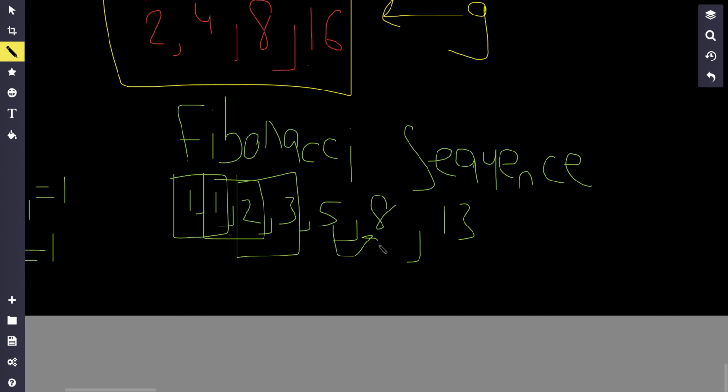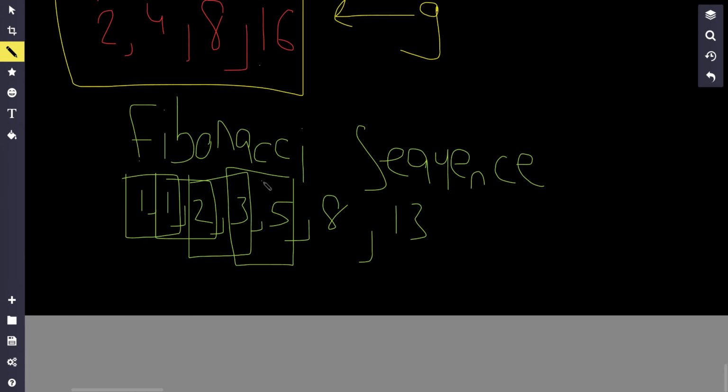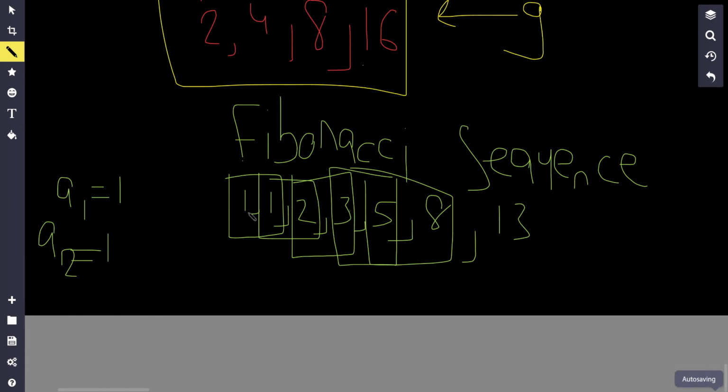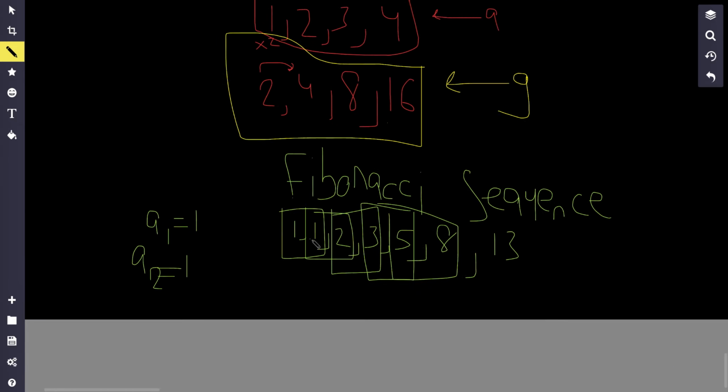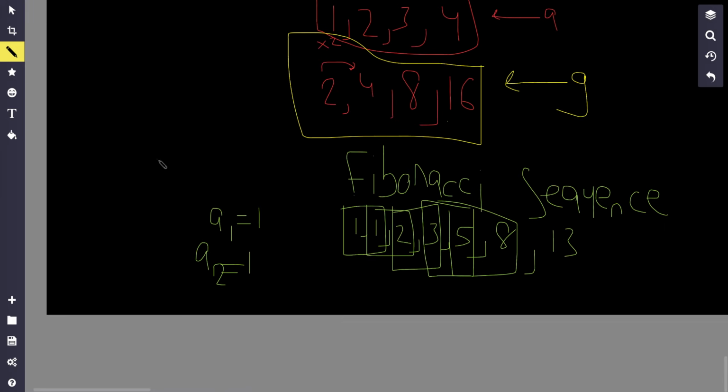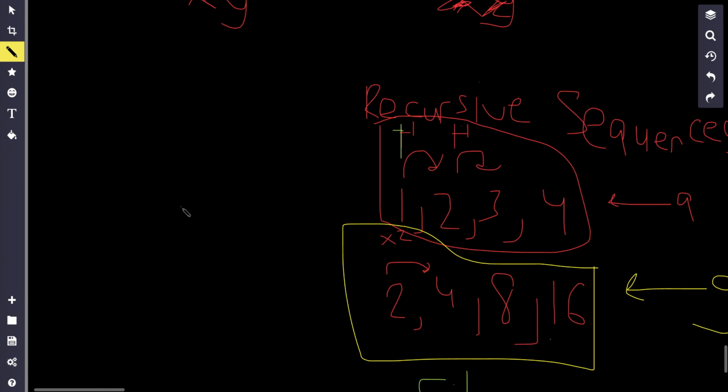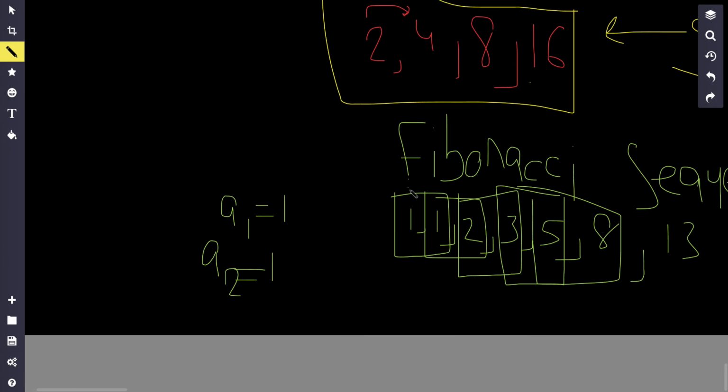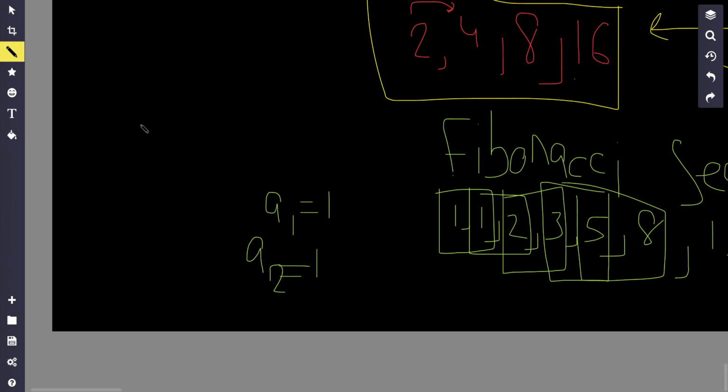If I wanted to get to the sixth term, I would have to add the fifth and the fourth term, right? So 3 plus 5 gives me 8. 5 plus 8 gives me 13. And you kind of see the pattern, right? And the way you actually write the Fibonacci sequence is, if you have a sub 1 is equal to 1, your first term is 1 and your second term is 1. Then if I wanted to find the nth term, I would add my previous term with the term previous to that term.